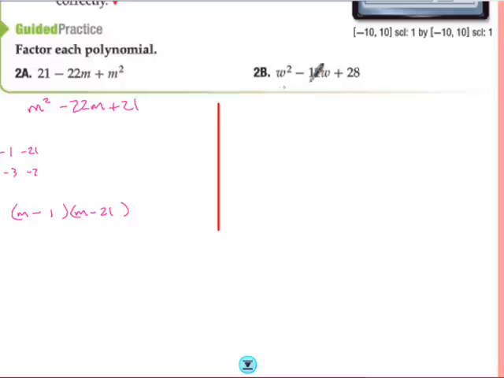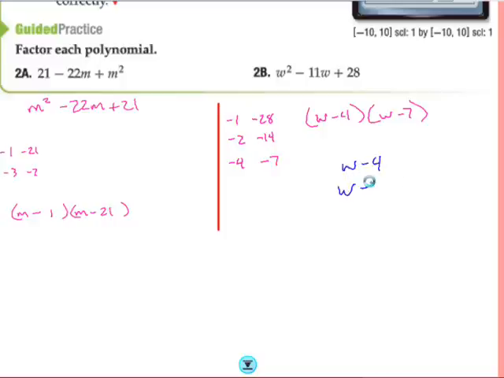Okay, let's take a look at what we have here. We have positive 28. So factors there are negative 1 and negative 28, negative 2 and negative 14, negative 4 and negative 7. And of those three, negative 4 and negative 7 add up to negative 11. So w minus 4 and w minus 7. And that's our answer.